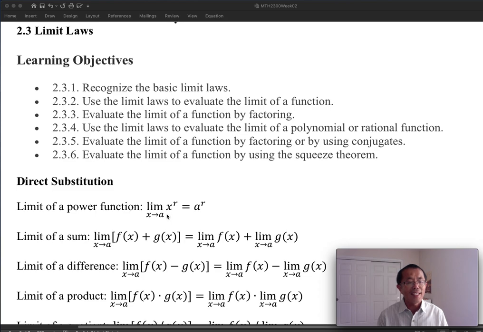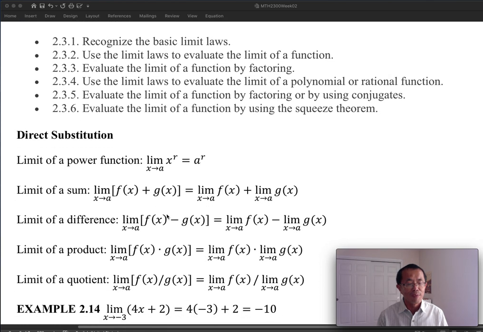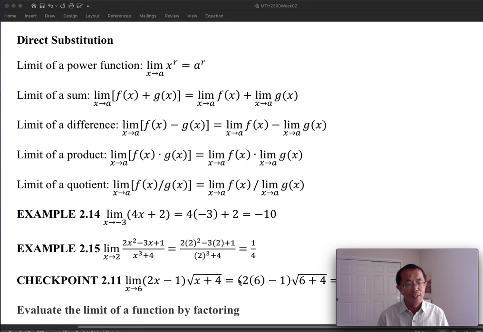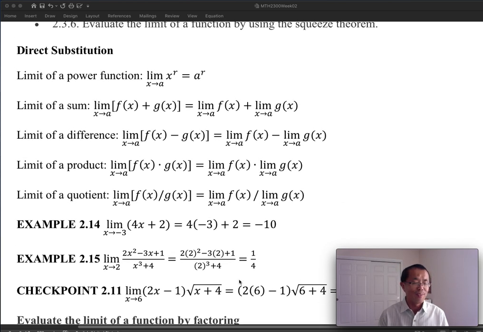We also have some rules for the limit of a sum. The limit of a sum is the sum of the two limits. The limit of a difference is very similar: it is the difference of the two limits. The limit of a product is the product of the two limits. The limit of a quotient is the quotient of the two limits. Using those rules, we can do some very simple calculations to find our limit.